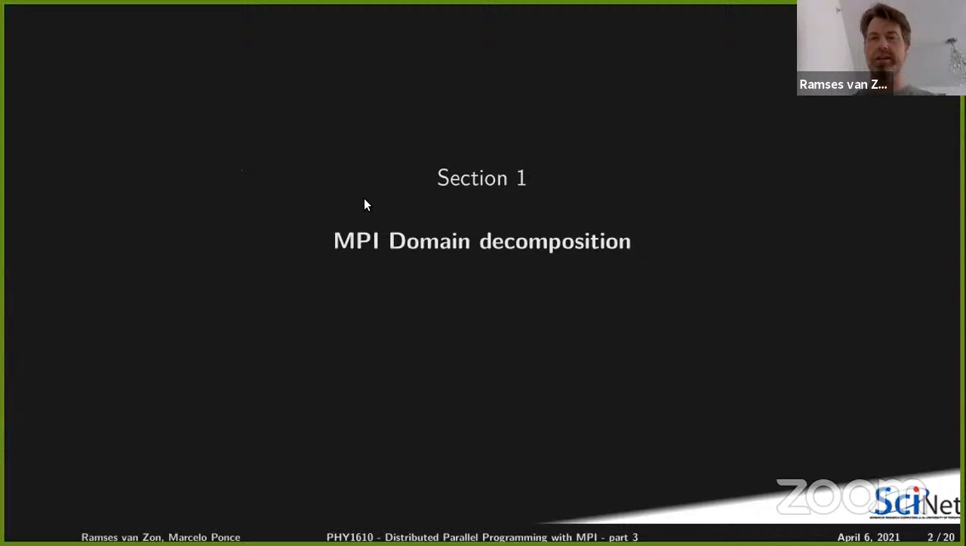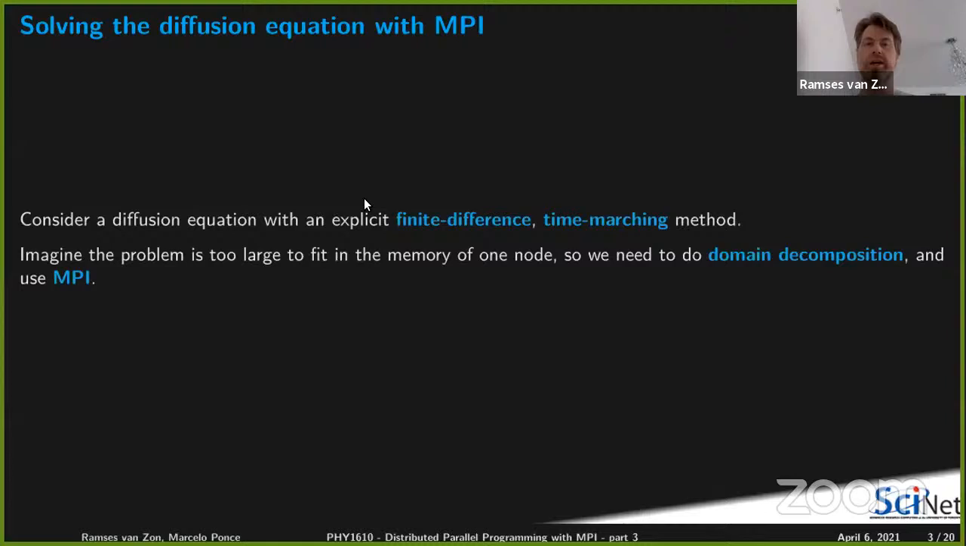We ended last week with domain decomposition, and we're going to continue with that now, as one of the main ways people solve the problem of having too large or too slow a problem. Imagine that we're looking at the diffusion equation, where we have a mathematical equation, we discretize it with finite differences, and we do time marching. That means we do one time step, a finite delta t, and then the next time step, et cetera.